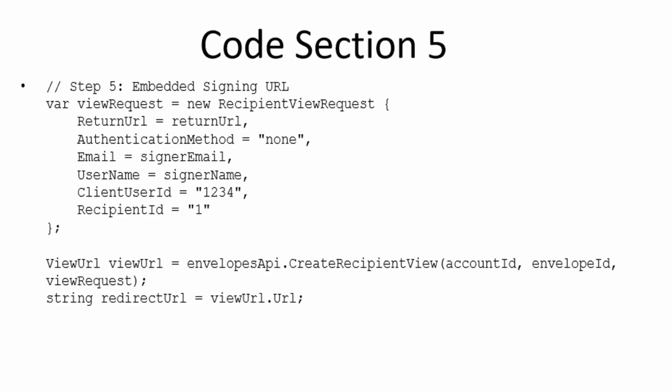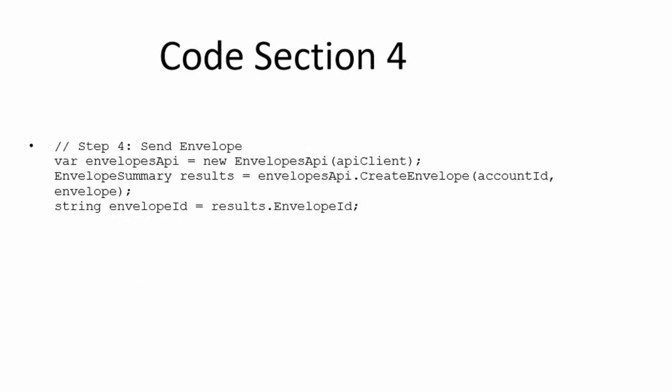Now, so till this code section 4, it was for remote signing, right? The recipient will receive one email and they will sign on DocuSign from the email, right?